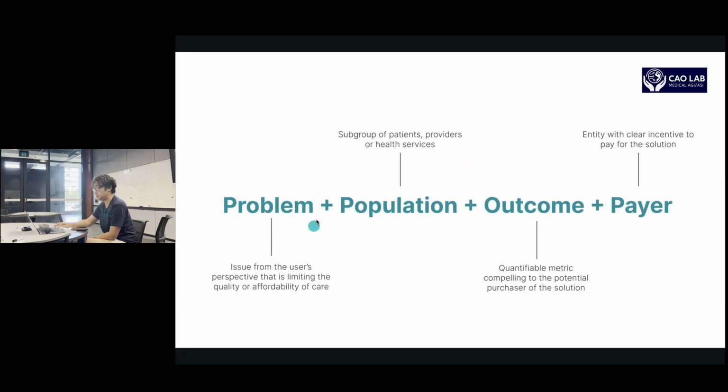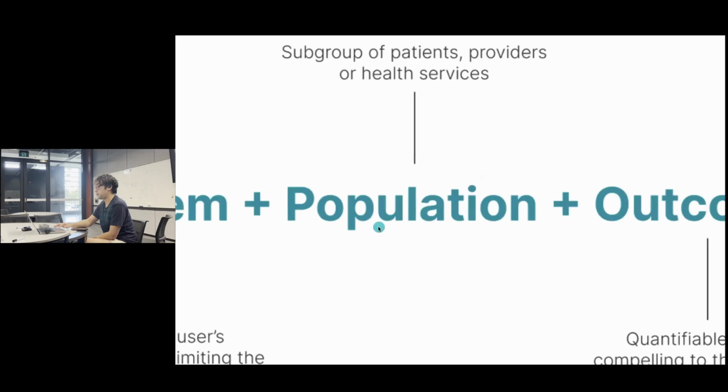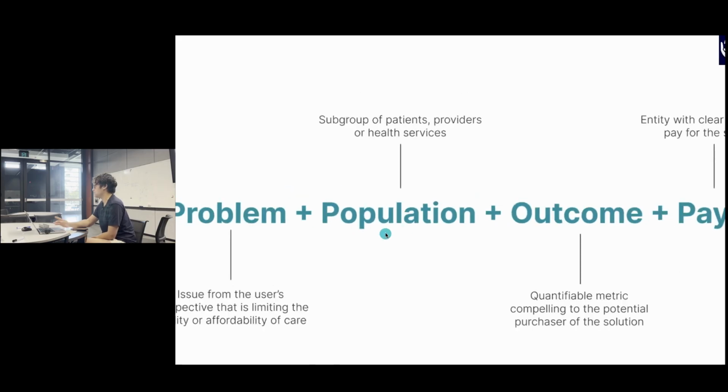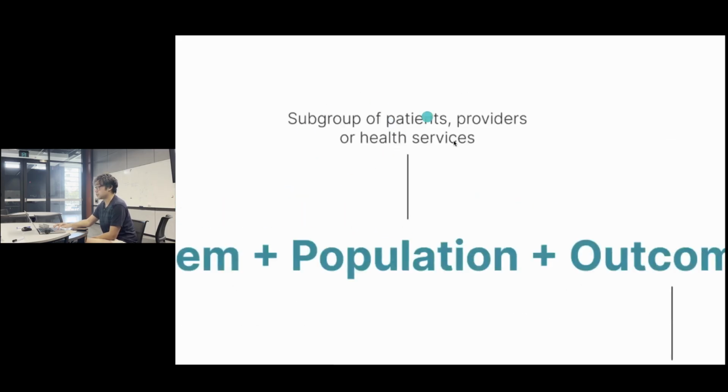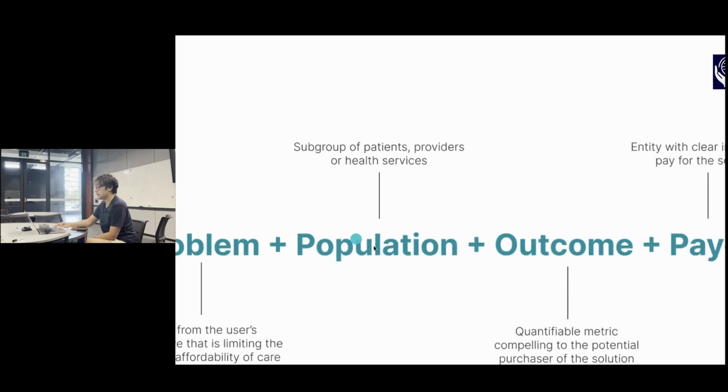That's part number 1. The second part is the population. This now refers to the patient. This is the subgroup of patients that are impacted by this problem. So say, for example, we're talking about some cardiac issue, some heart issue.